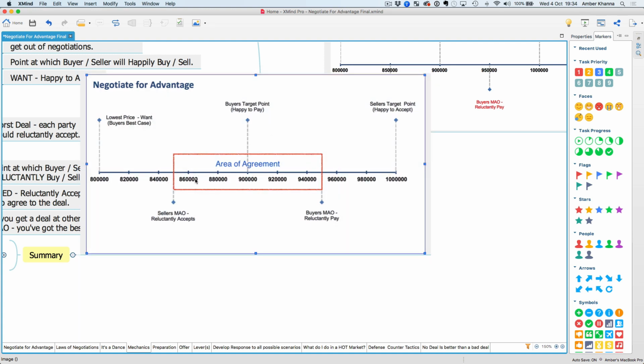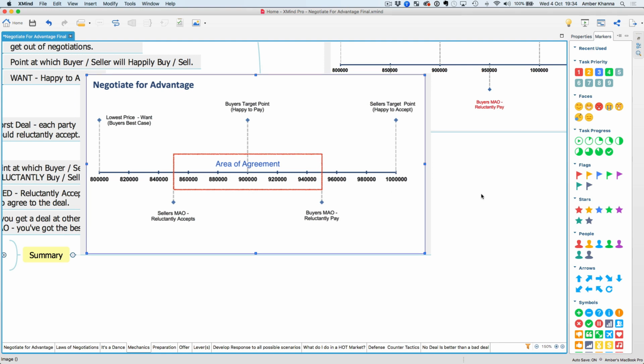Now, what you've got to remember, I will go back to this again. Target point: the point at which each party wants to get out of negotiation. That means negotiation's over. I'll just accept this offer. I'm happy to take it. Let's get out. The negotiations are finished. Minimum acceptable offer again: it's the worst deal each party would reluctantly accept. And the buyer's MAO, let's look at this together.